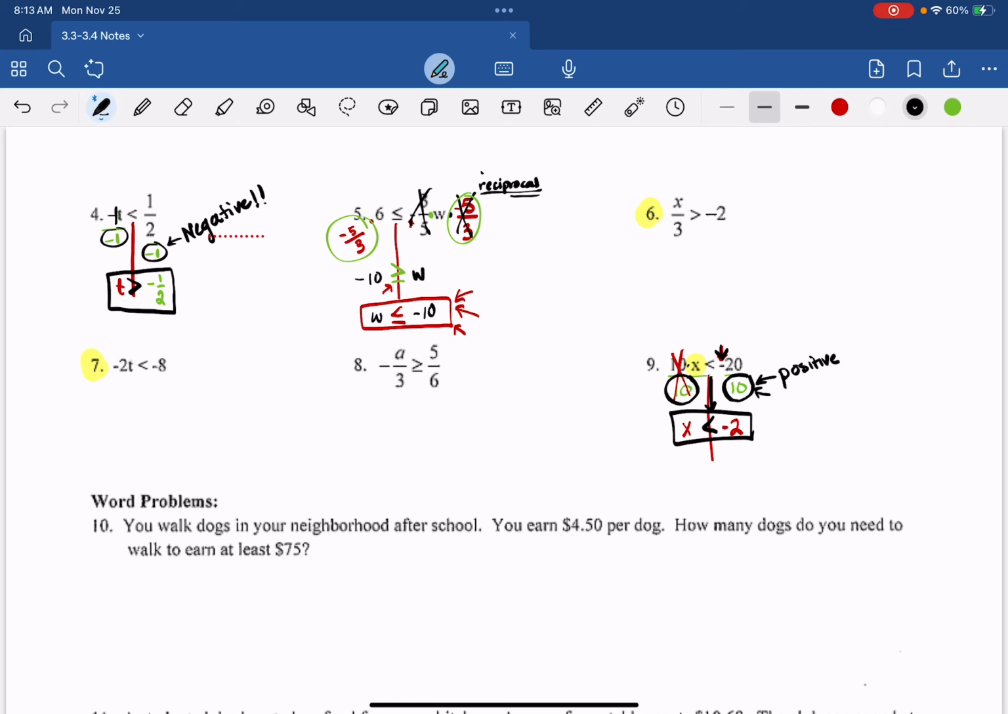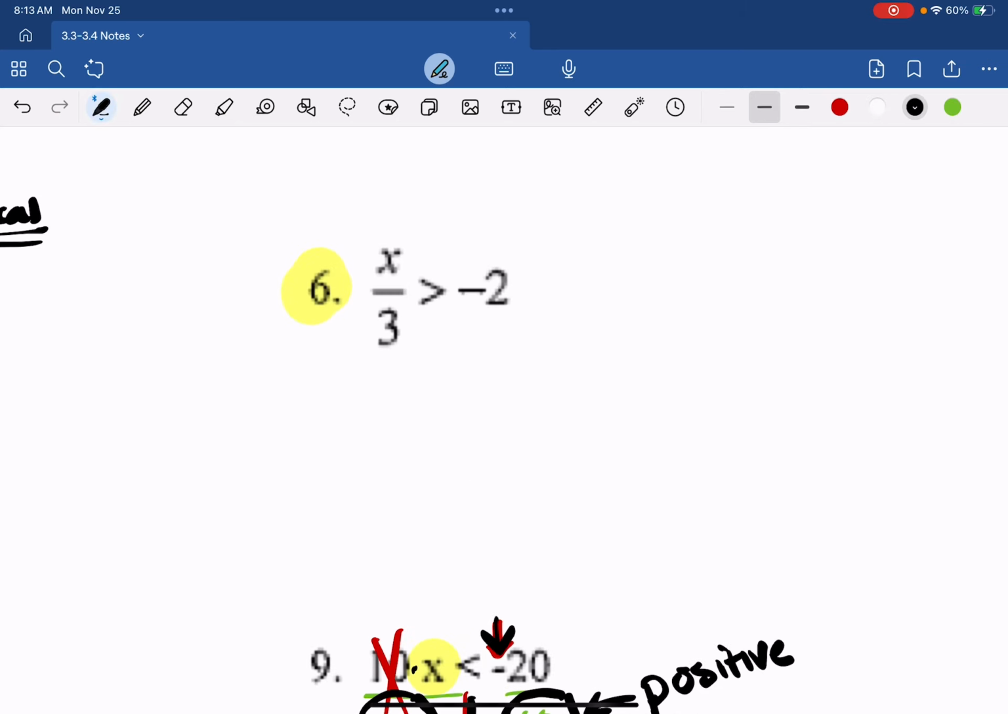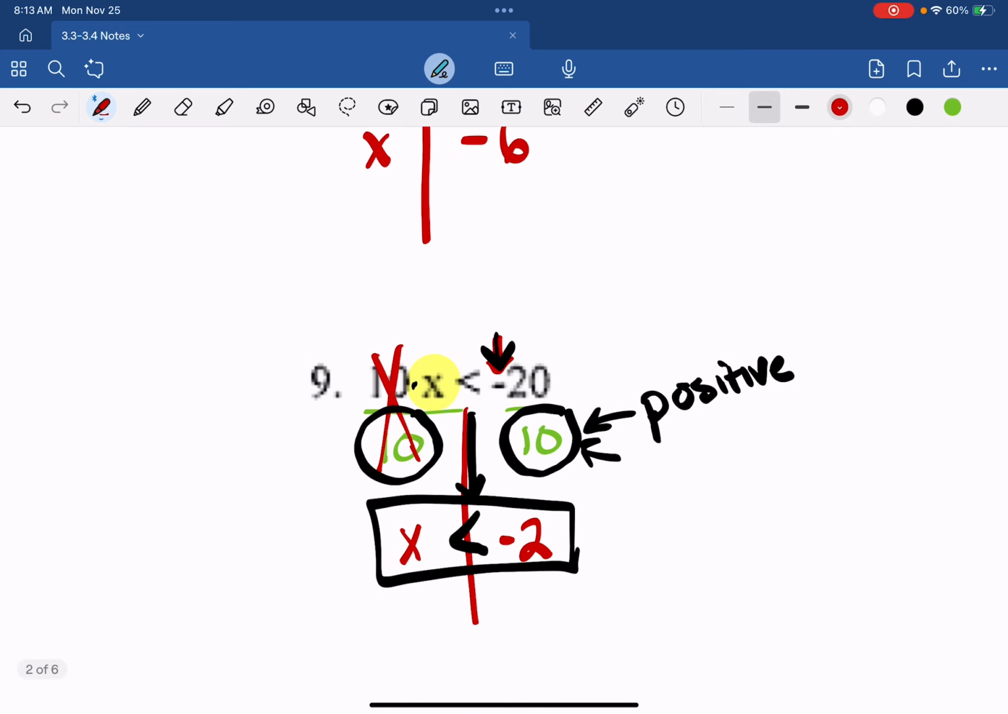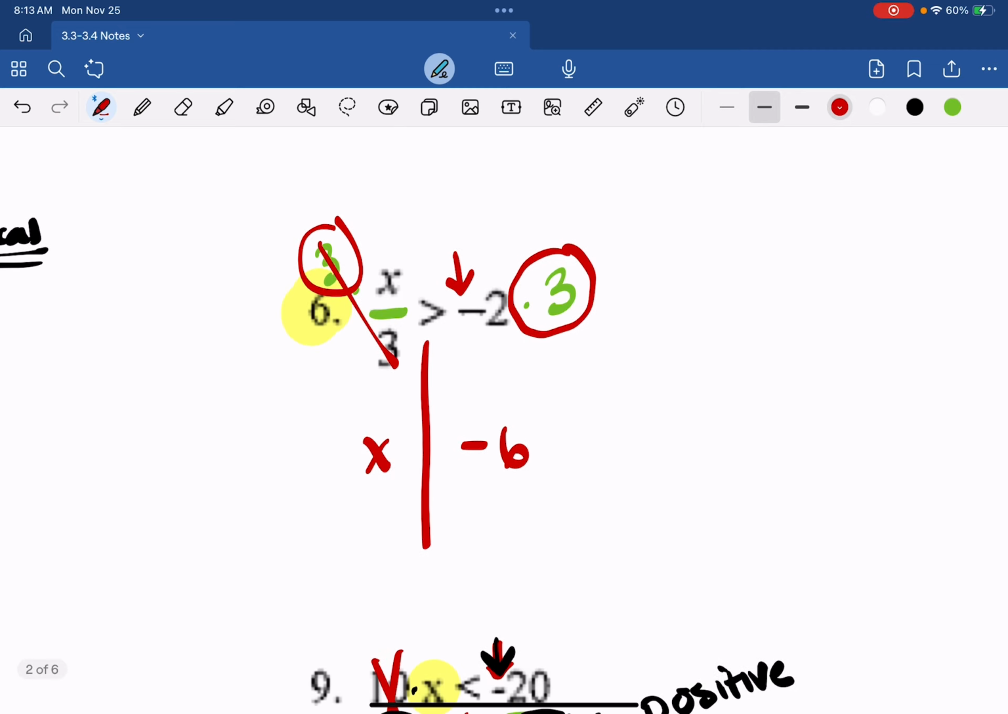All right, let's check our answer here. So number 6, I notice that I have a division sign. So I'm going to multiply both sides by 3. When I do that, I get x, and I get a -6 over here. And now I notice that what I'm multiplying is positive. Okay, even though there's a negative in the original problem, this is just like what we did down here. The number that I'm multiplying by is positive, which means my symbol stays the same.